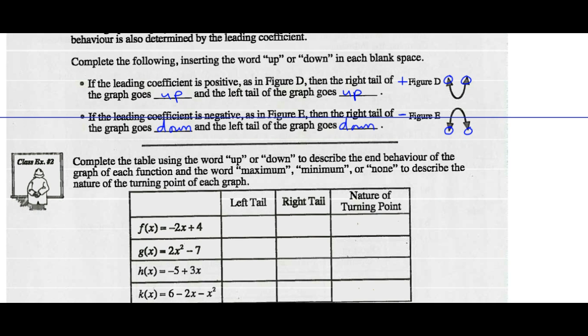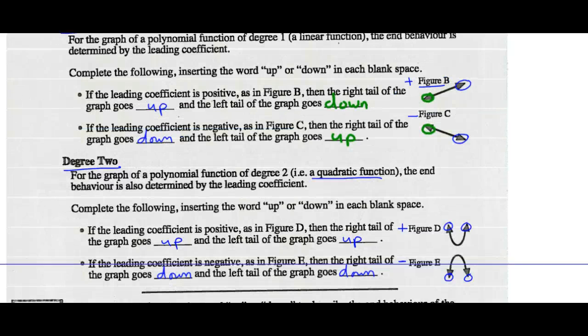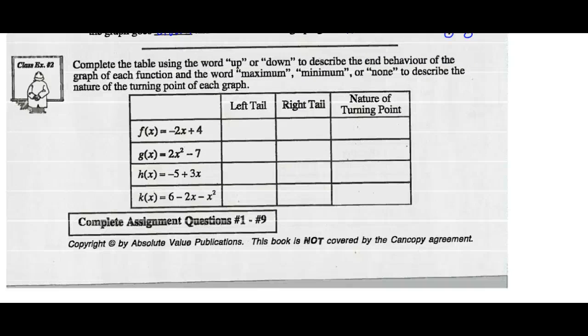Example 2, complete the table using the word up or down to describe the end behavior of the graph of each function, and the word maximum or minimum or none to describe the nature of the turning point of each of the graphs. So f of x equals negative 2x plus 4. Because the leading coefficient is negative, the left tail should go up and the right tail should go down. And there is no turning point because it's a line. So this line would look something like this. Left tail up, right tail down.